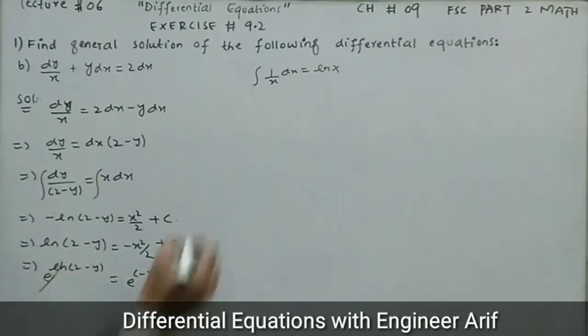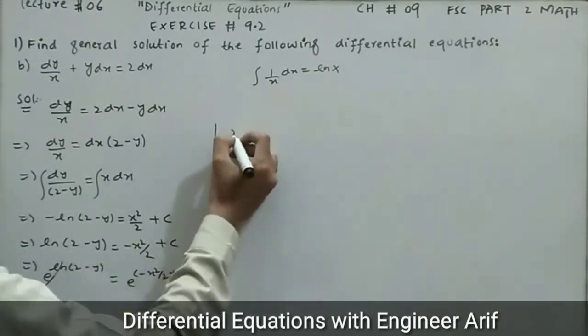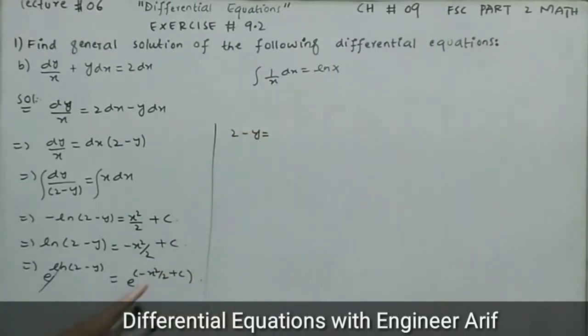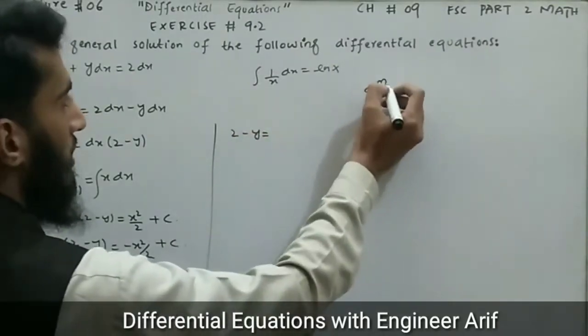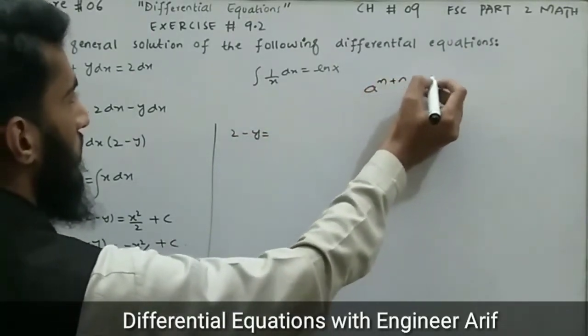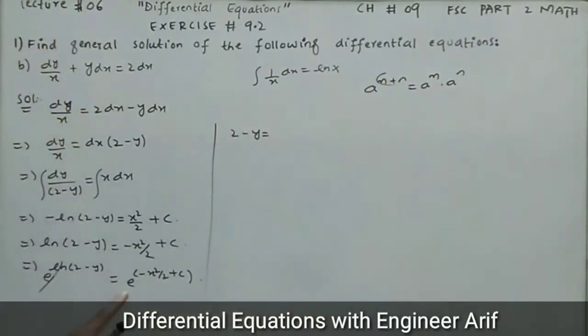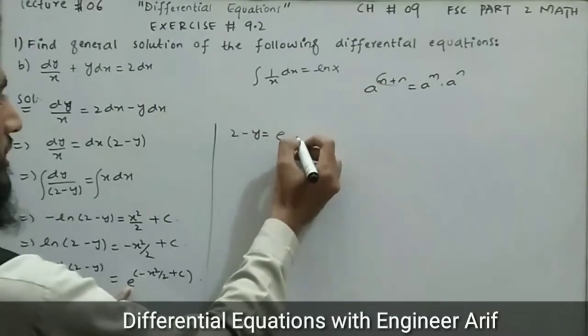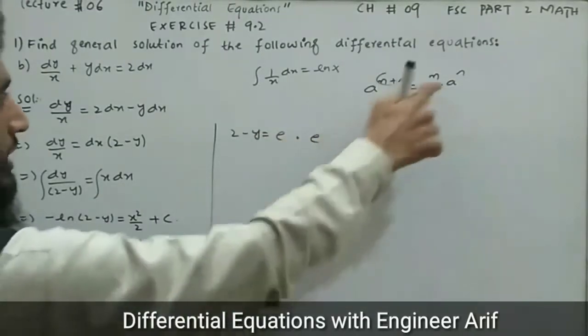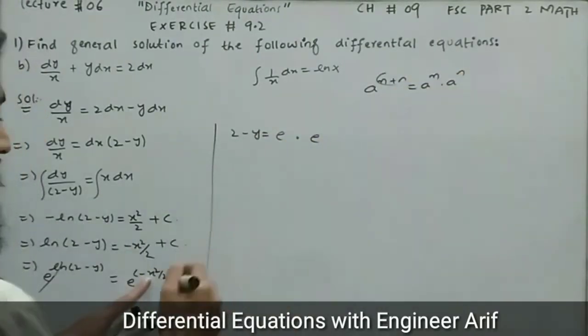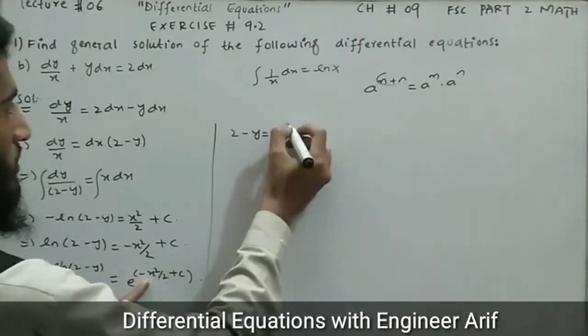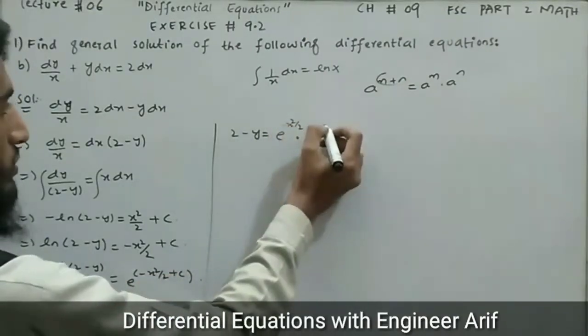So exponential and natural logarithm cancel out with each other, we are left with 2 minus y is equal to, here I will use this formula, a power m plus n is equal to a power m into a power n. I just split these two powers and the base will be the same. So the base will be e in both cases, and the power will be according to this formula. We will write separately the power minus x square over 2 and a separate power c over here.